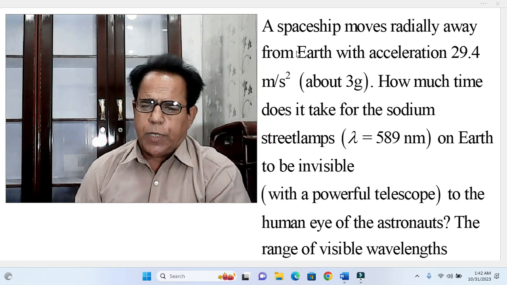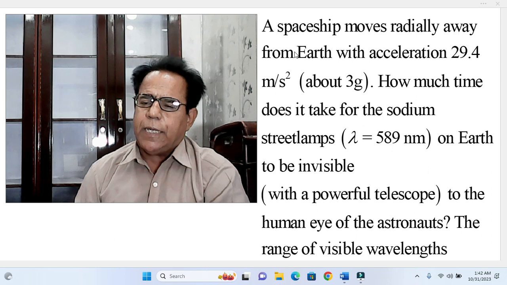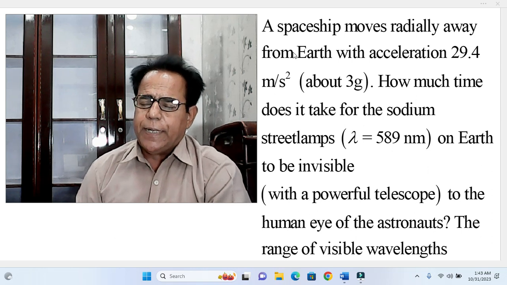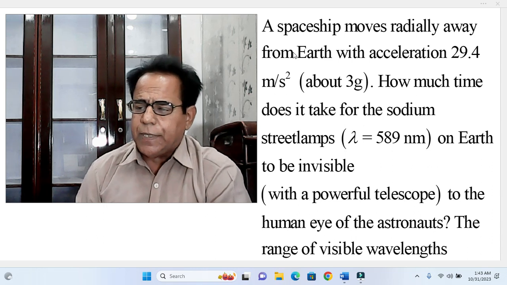Assalamu alaikum dear students, this is our next problem having been chosen from the same book Modern Physics by Stephen T. Thornton and Andrew Rex. As usual, we first come to its statement.